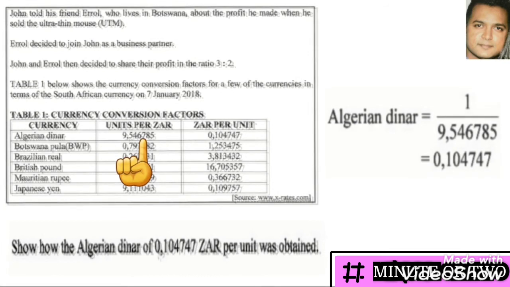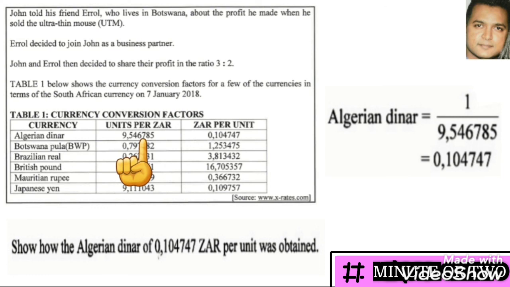Show how the Algerian dinar of 0.10 per unit was obtained. Looking at the second column, all we do is take the 1 rand and divide it by the 9.54 for the Algerian dinar. And when we do this, we arrive at 0,1047.